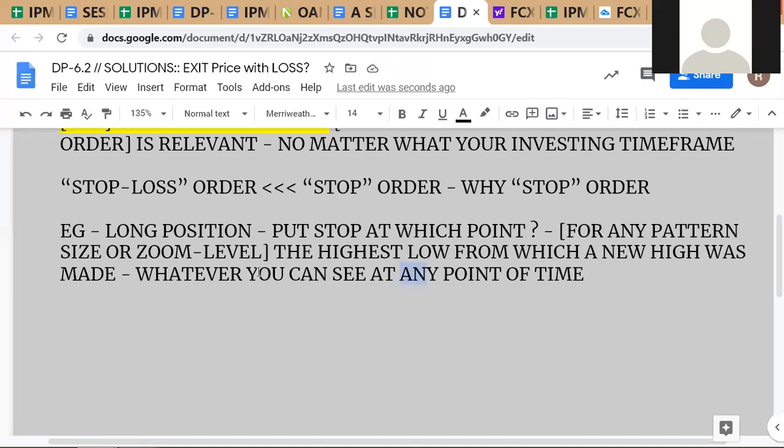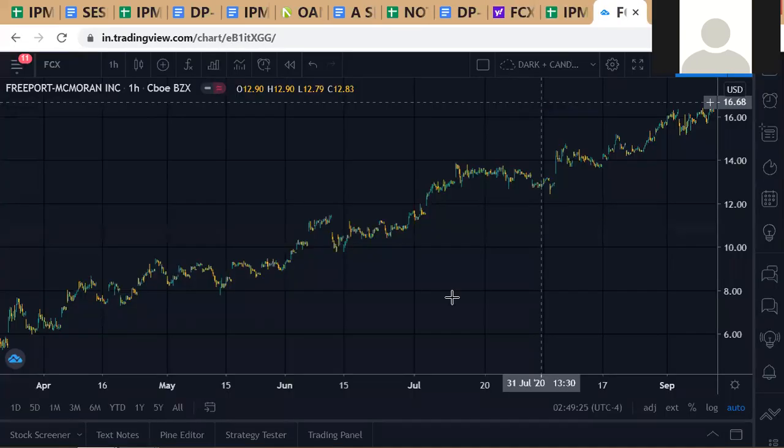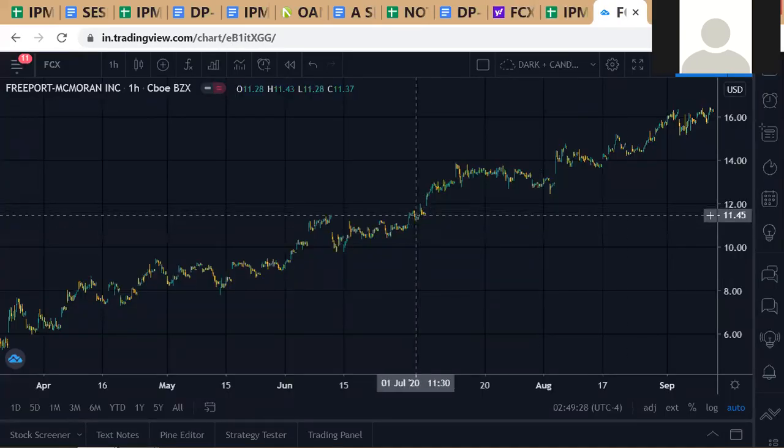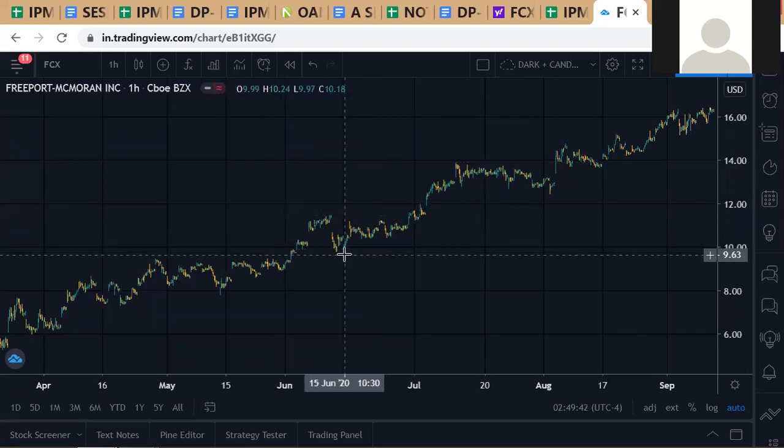Or let me write this in a better way. The current point of time. So when he put his stop over here, you have to look at the current point. When he went long here, all this had not happened. So at the current point, when he applied, he asked himself the question, what is the highest low from which a new high was made? The answer to that question was here.